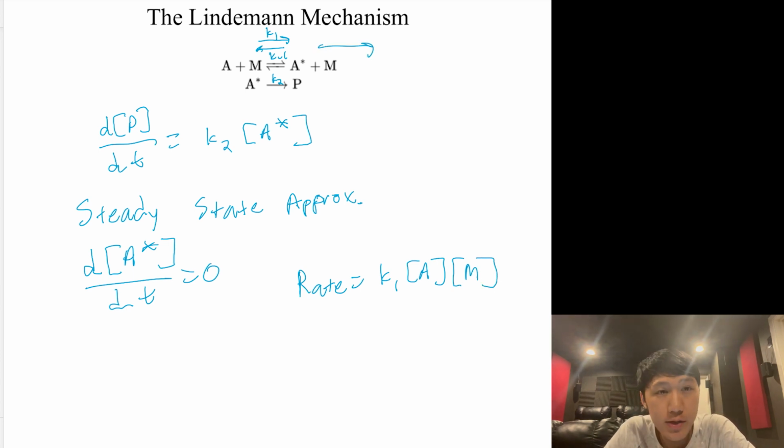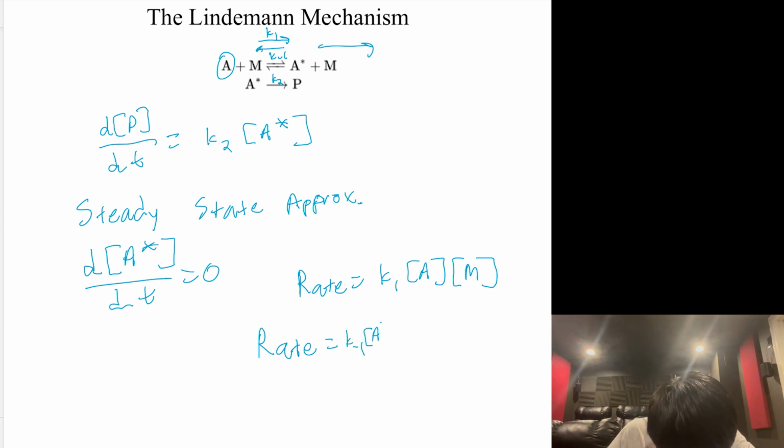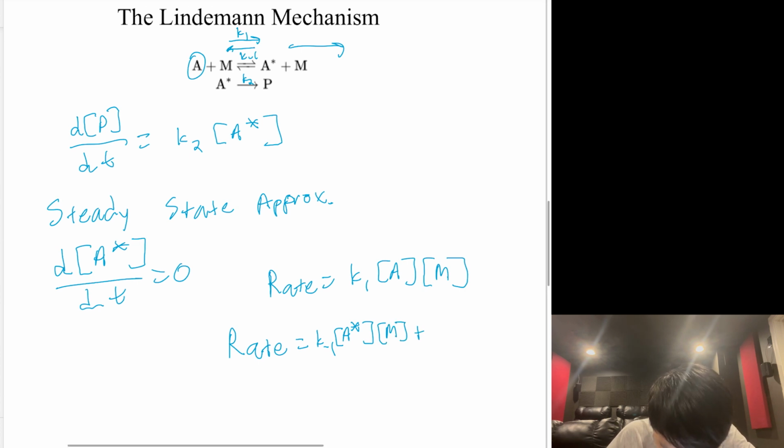And then the rate of consumption of A star is going to be the combination of the reverse of the first reaction, where A star goes back to A, and the second step of the reaction, where A star goes to P. So that's going to equal k minus 1 times the concentration of A star times M plus k2 times the concentration of A star.